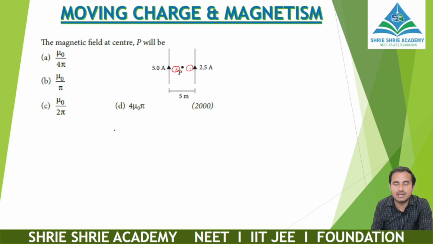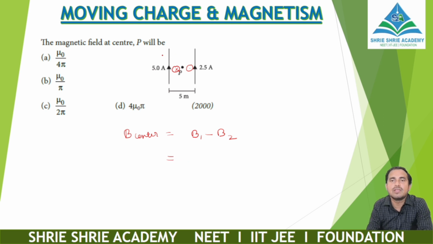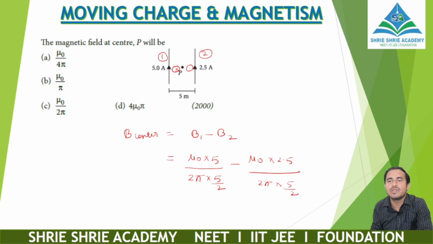So the total magnetic field at the center is B1 minus B2. The magnetic field due to the first wire is mu naught into current 5 divided by 2 pi r, for an infinite wire, where r is the distance, pi by 2. Minus, for the second one, mu naught into 2.5 divided by 2 pi into 5 by 2. Same thing.